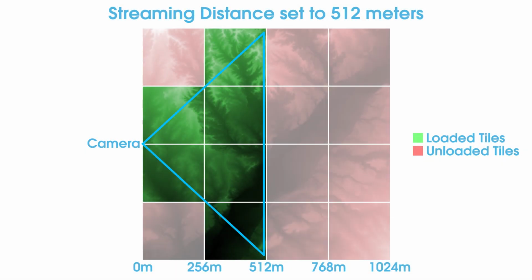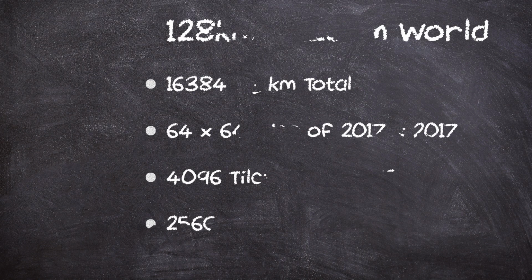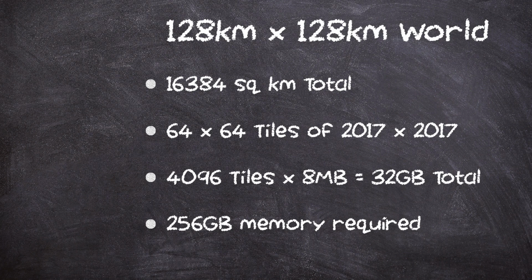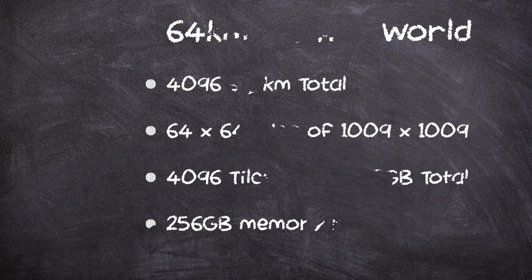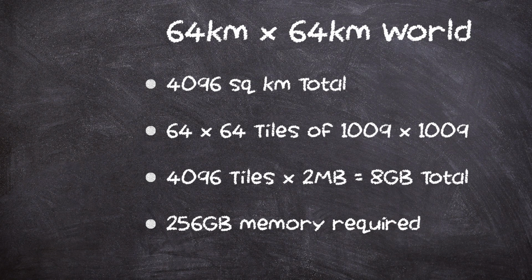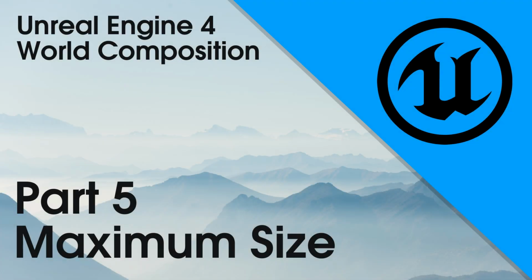World composition will use multiple tiles in an XY grid to extend the total world size. Worlds up to 128 kilometers, which is 16,384 square kilometers, should be possible if given enough computer system memory and drive storage. But realistically, worlds equal or less than 64 kilometers, which is 4,096 square kilometers, are most likely all that you will be able to work with successfully, even with a large workstation with 256 gigabytes of memory. See this video series, Part 5 Maximum Size, for information on world maximums and estimated file and memory requirements.